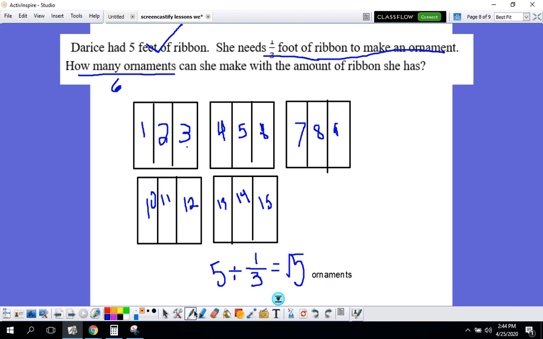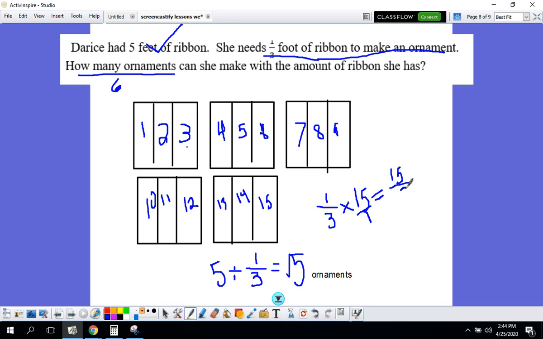Now I could check that with my multiplication. I could do 1/3 times 15 and figure out what that equals. I just showed you this in the multiplying fractions video prior to this. I could make this whole number into a fraction, put that 1 on the bottom. 1 times 15 is 15.